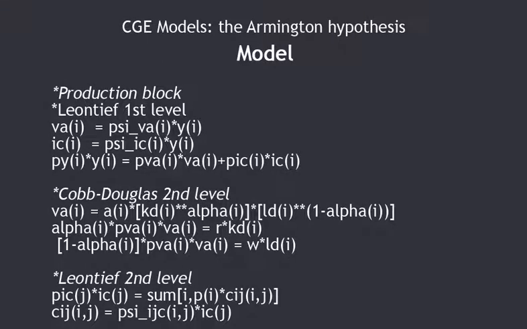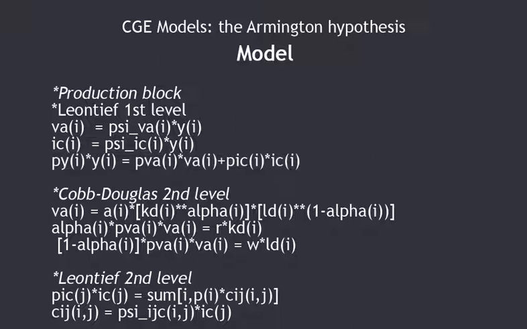Then you have the production block, which is composed of 3 subsets. First subset, the Leontief at the first level. So there is a proportional relation in volume between value added and production, that is to say, between VA and Y. And there is a proportional relation in volume between total intermediate consumption, IC, and production, Y. And then you've got the total value of production, PY multiplied by Y, which is equal to the total value added, PVA multiplied by VA, plus the total value of intermediate consumption, PIC multiplied by IC.